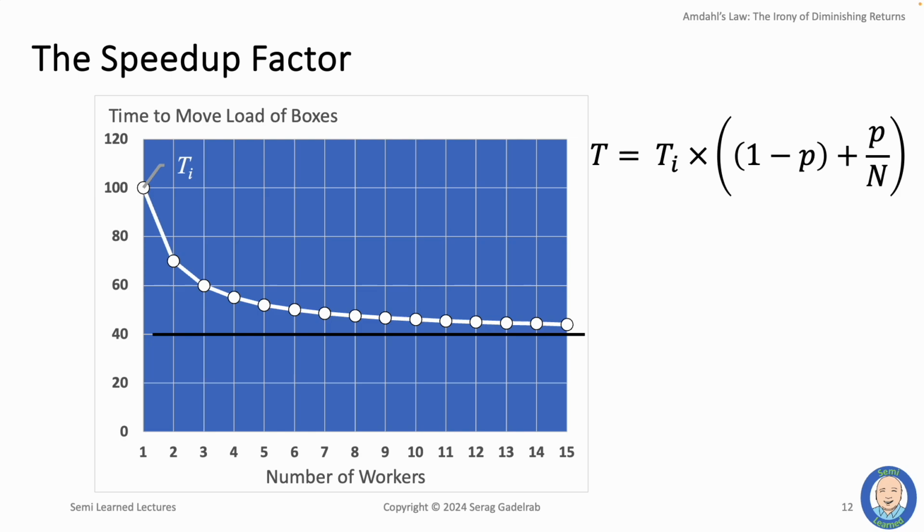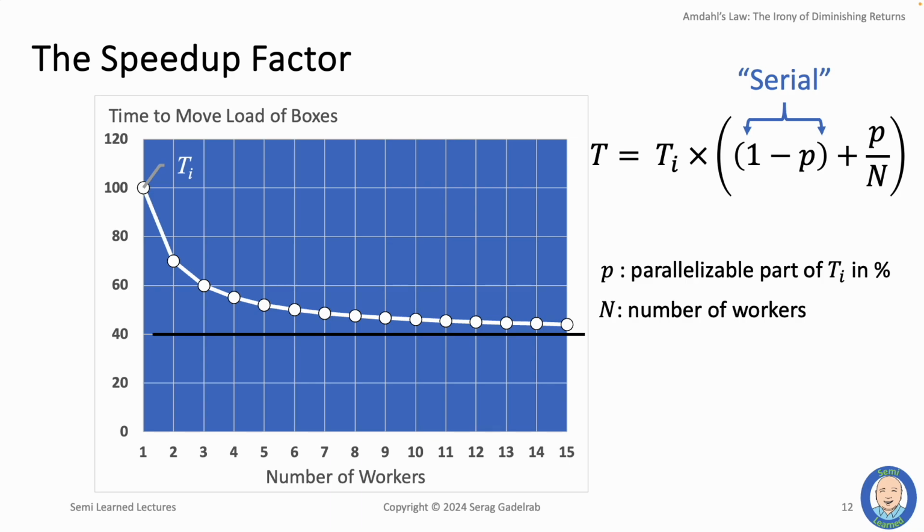The equation is actually not that complex. The symbol p is the percentage of the initial duration t sub i that can be parallelized, and the symbol n is the number of workers. So the term 1 minus p represents the serial portion of the overall duration that is not impacted by the number of workers, whereas the second term is the remaining parallelizable portion of the task after we've employed n workers to reduce that duration. You will notice that when the number of workers is equal to 1, then the formula predicts that the completion time t is equal to the initial time t sub i, which is what we would expect.